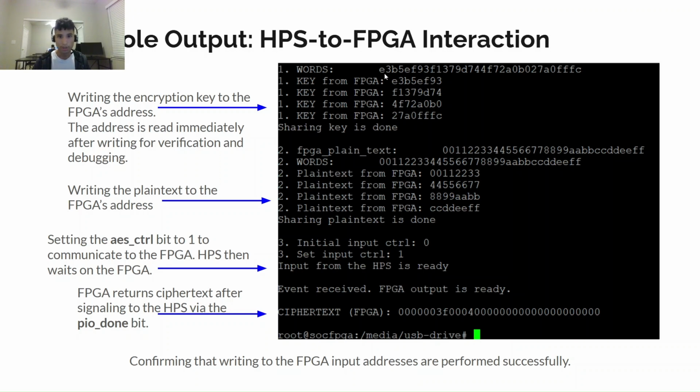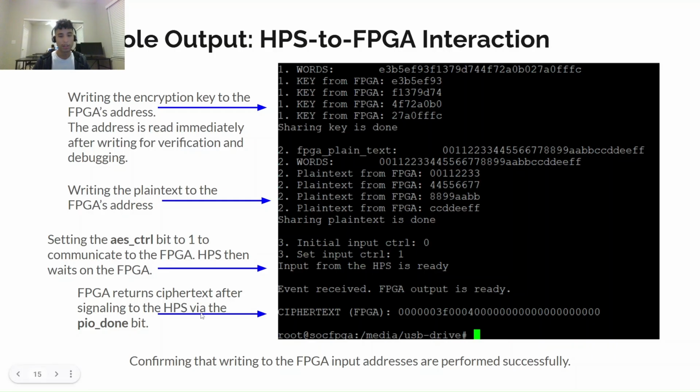This is our encryption key that we intend to write, and then right afterwards we read it from the FPGA. That helped confirm that we were writing successfully, and therefore the inputs to the FPGA's process are being satisfied. The process repeats with the plain text, and then we set a bit to indicate that the input from the hard processor to the FPGA is ready for use, and therefore the FPGA should be ready to begin encryption. However, we have been struggling with actually producing an encrypted ciphertext from the FPGA.